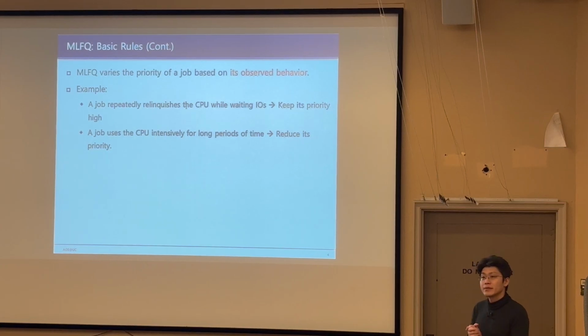Does that make sense to you? Remember, the whole point of multi-level feedback queue is to use the past to predict the future. You want to predict the future CPU burst of a process. If a job, a process, repeatedly gives up its CPU and then goes to do I/O, it means that it did not finish using its allocated time.